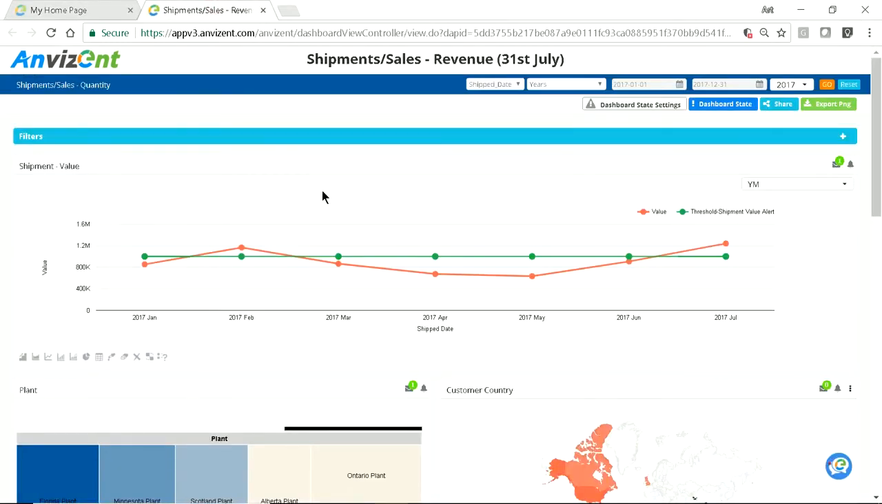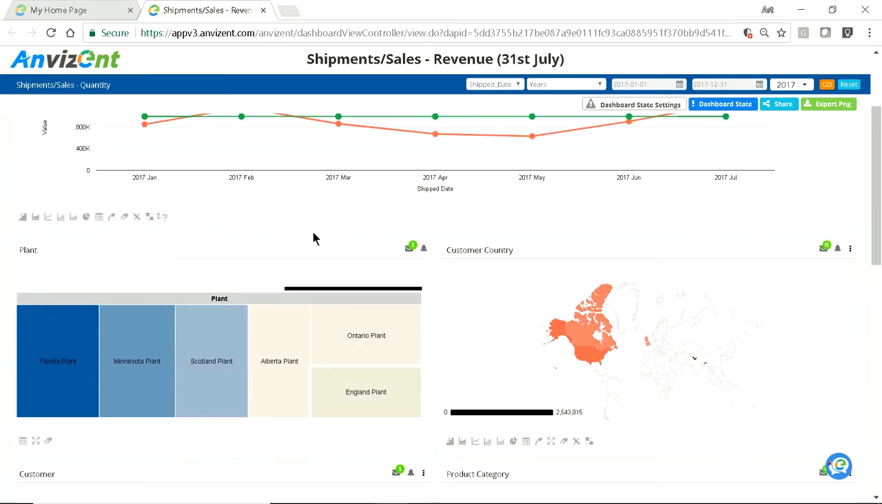The first chart displays monthly shipments on a timeline for the year selected. In this example, a threshold has been set at $1 million per month and is represented by the green line. That makes it easy to see if you are above or below the threshold for each month.